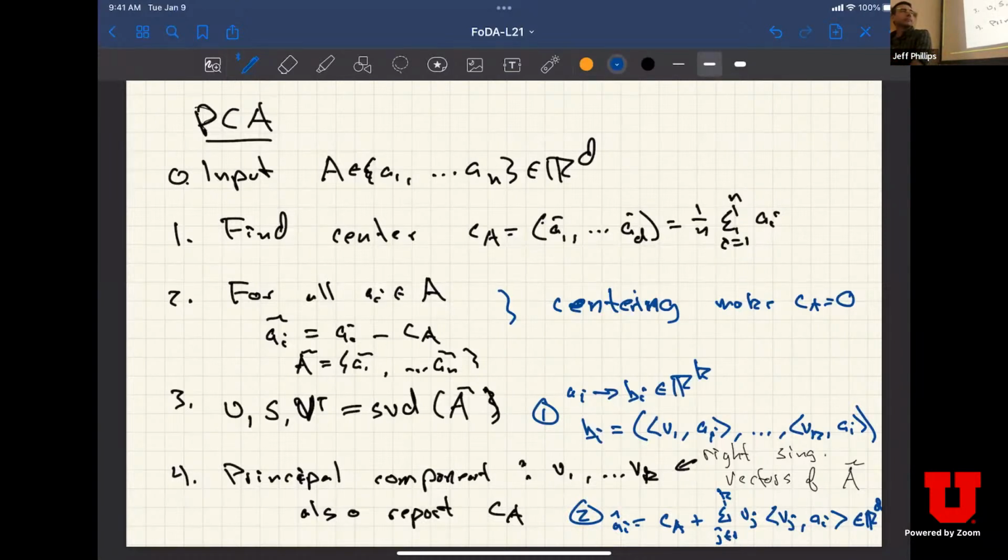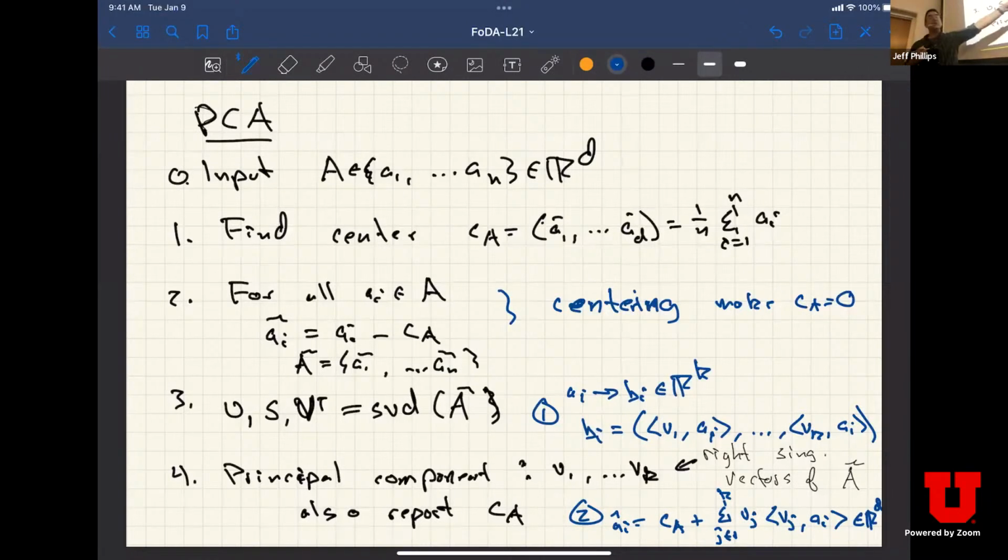It's V1 through VK, and then also AI. So think of this as one data point, AI, and I want to map it to a k-dimensional representation. I'm going to call that k-dimensional representation BI. AI is going to be given k new coordinates. Each coordinate is just the dot product with one of the vectors I found, right? And I need to do this for all n data points, perhaps.